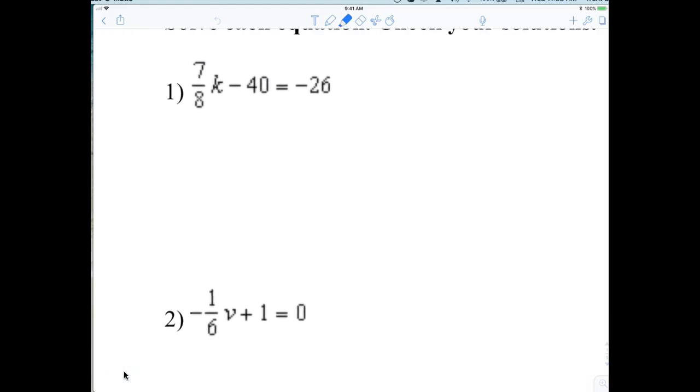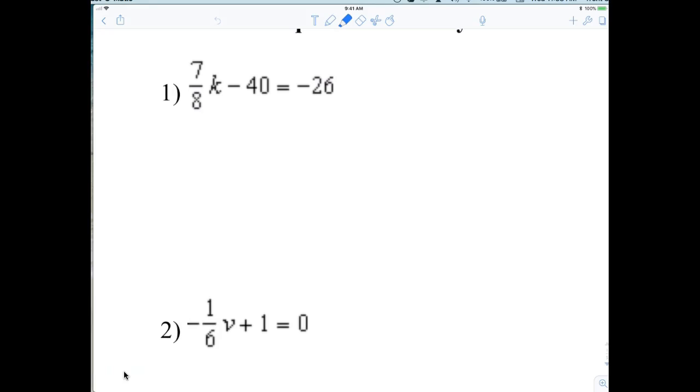Now, right here, question number 1. We have a fraction to start out with. Who wants to give me a tip what I should do first right here? Yes, sir. Thank you. You're going to add 40. So I want to put a plus 40 in there, and a plus 40 on the other side. So I have 7/8 k is equal to 14. Thank you very much.